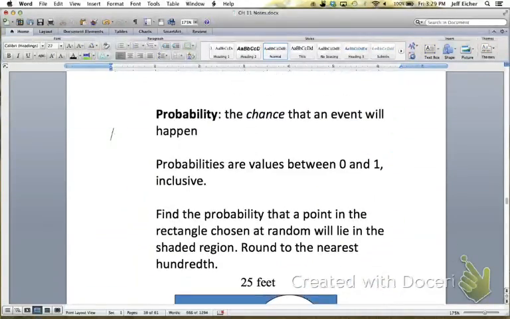The lesson is about probability, geometric probability. The chance that an event will happen is probability. Probabilities should be between 0 and 1, inclusive, meaning it can be 0 or 1. So if you get an answer of 17, you are incorrect. The probability needs to be a decimal between 0 and 1.